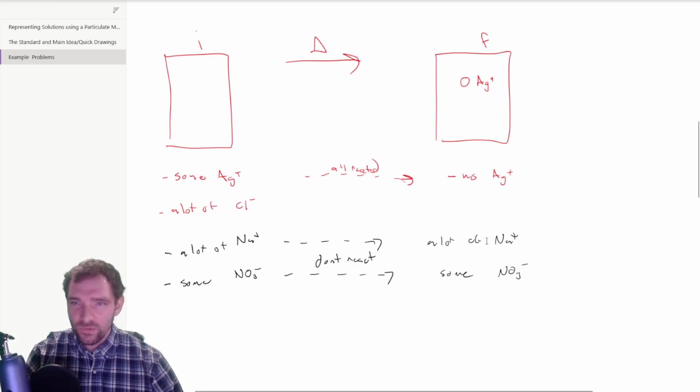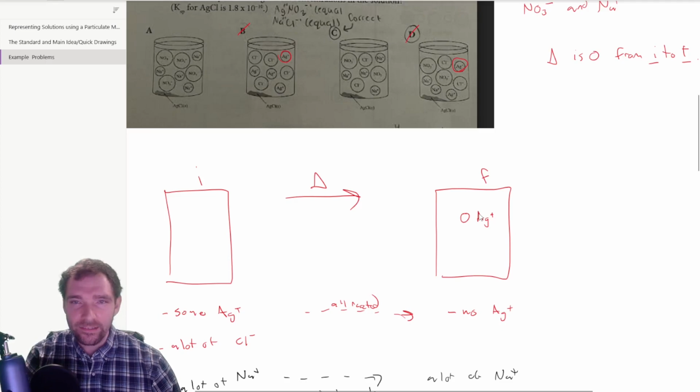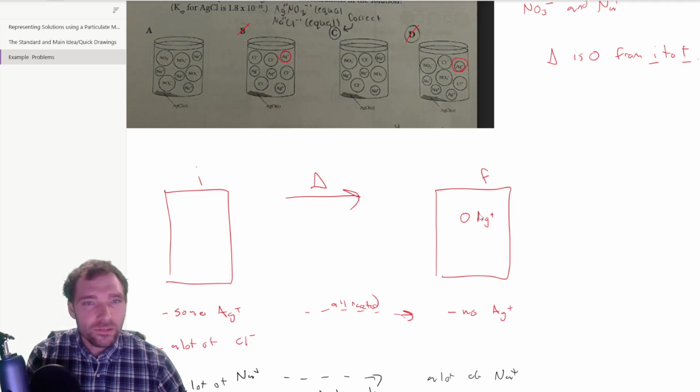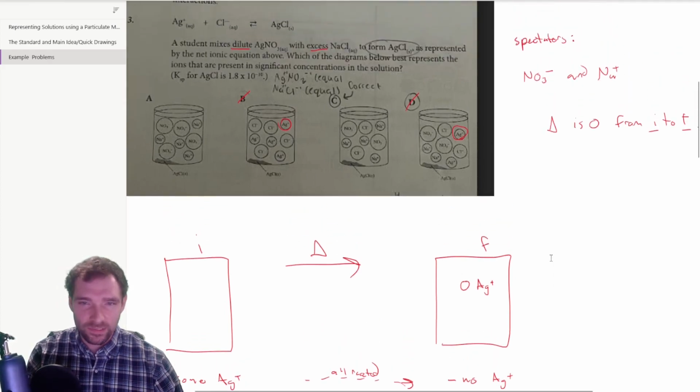And so the question is, which one of these has a number that seems reasonable, like A or C? And it looks like with A, there's 1, 2, 3, 4 NO3s and 1, 2, 3, 4 NAs. That doesn't make sense because 4 and 4, they should have different numbers because one of these was an excess. Like there was excess.